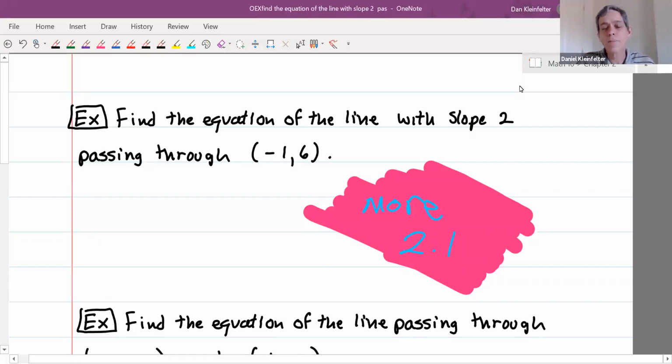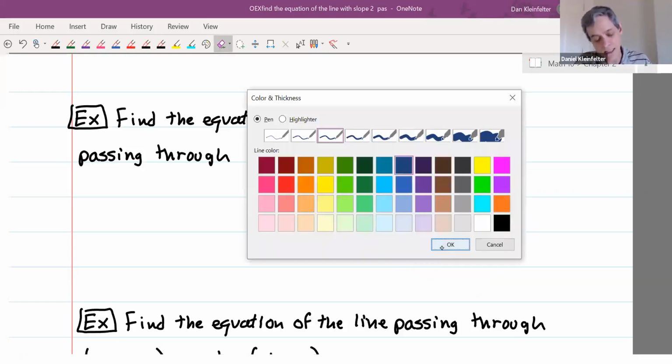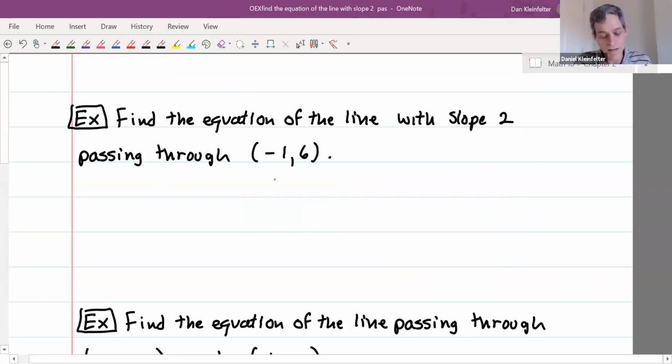Welcome back, everybody. In this video, we're continuing with section 2.1. The first thing we're going to do is come up with the equation of a couple of lines. So let's get started. In this first example, we want to find the equation of a line that has a slope of 2 and needs to pass through the point (-1, 6).